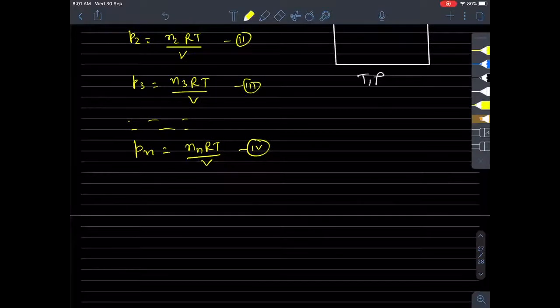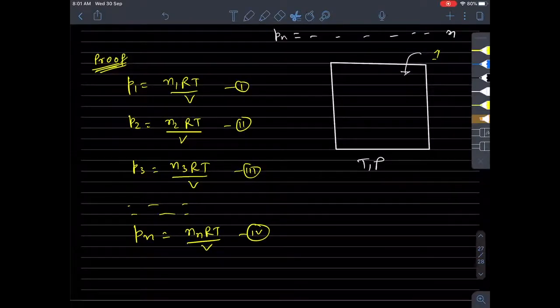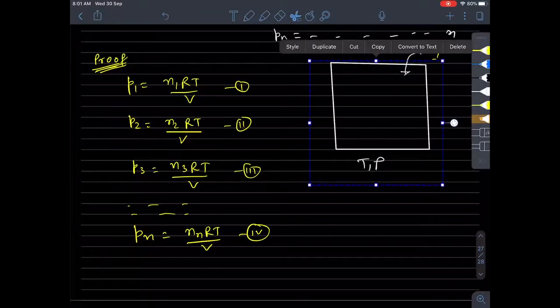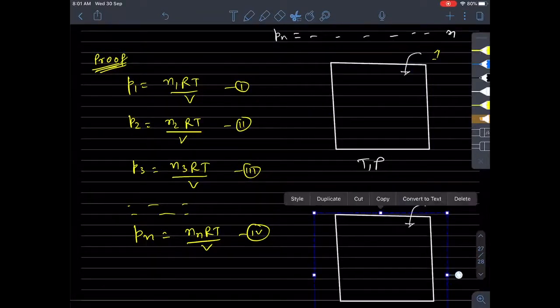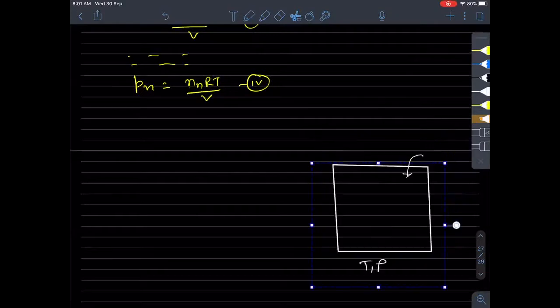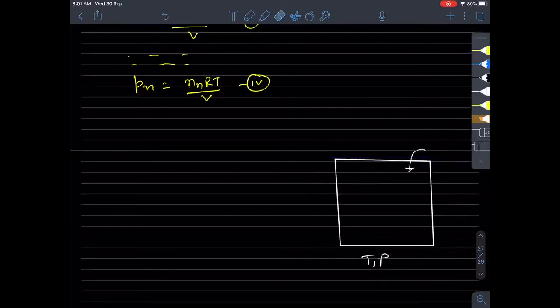So guys, when you mix all of them together, that means inside the container we are having n1 plus n2 plus n3, because they are non-reacting. So the number of moles will be like this. This is the mixture of non-reacting gases. Then P total will be what? n total into RT by V. Yes or no, guys?